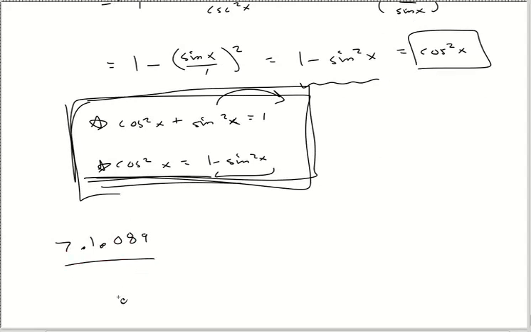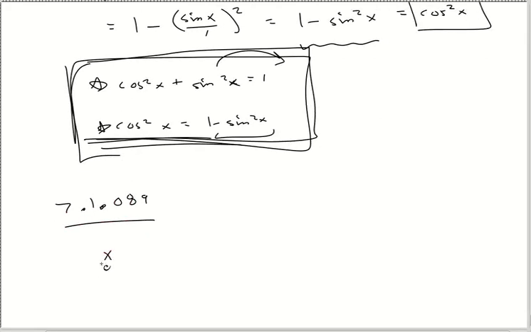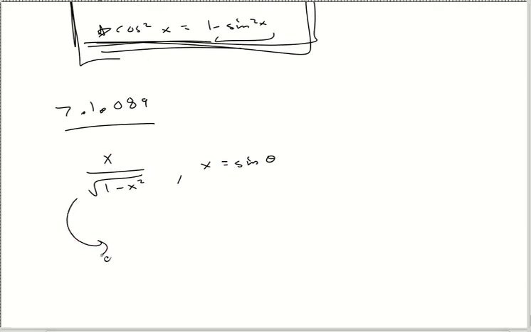71089. So this one's strange. It just looked weird. So I got x divided by the square root of 1 minus x squared. And they're saying that x is equal to sine theta. And they want to simplify this thing, like this guy right here. So first off, I just replace it with sine. Wherever I see an x, I just put a sine. And that's squared, so sine squared.